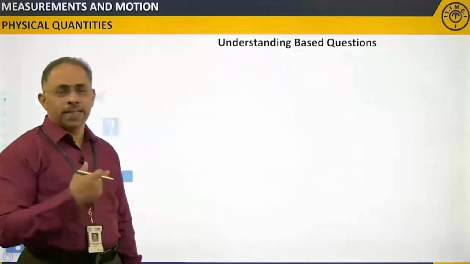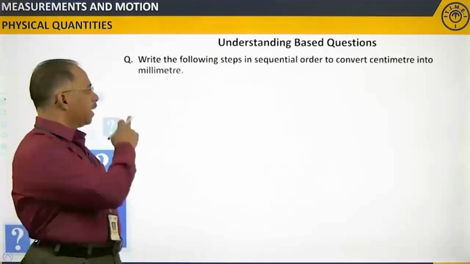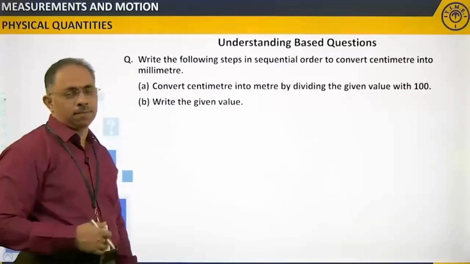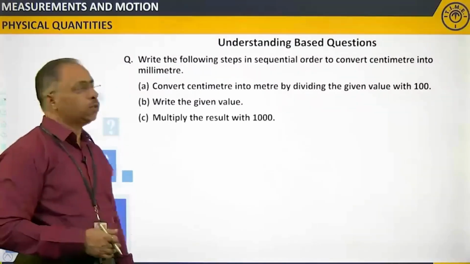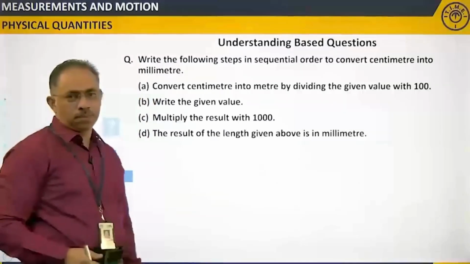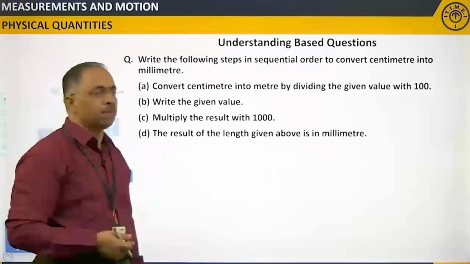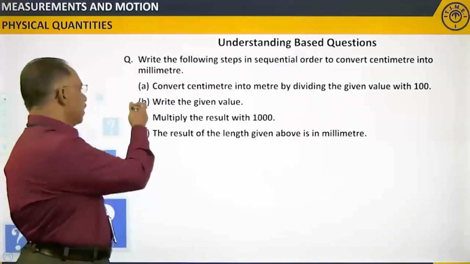Let us see the next understanding based question. Write the following steps in sequential order to convert centimeter to millimeter. Here we are given some steps. First statement, convert centimeter to meter by dividing the given value by 100. Next, write the given value.